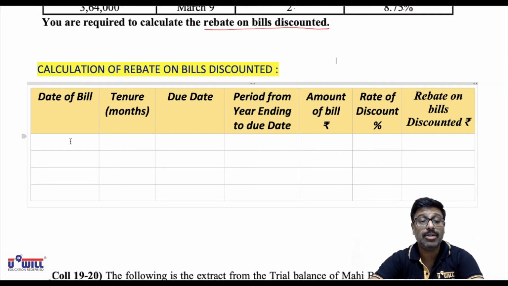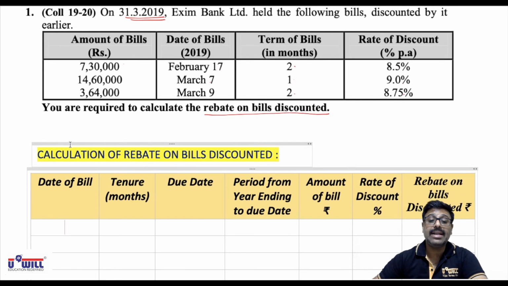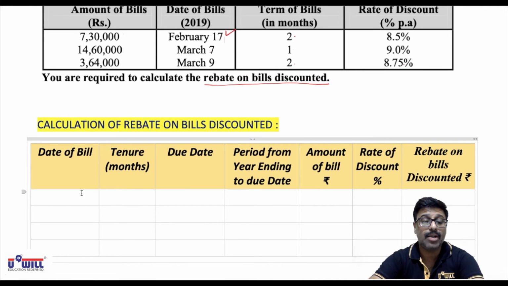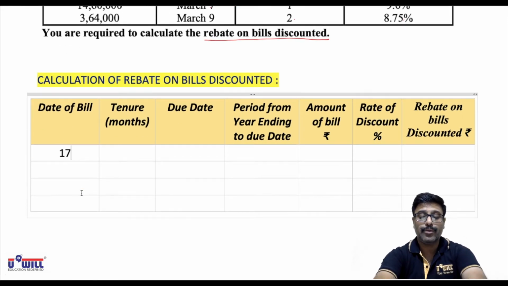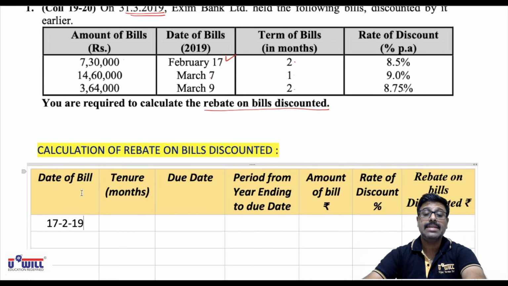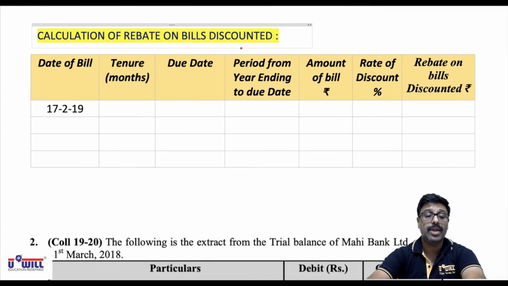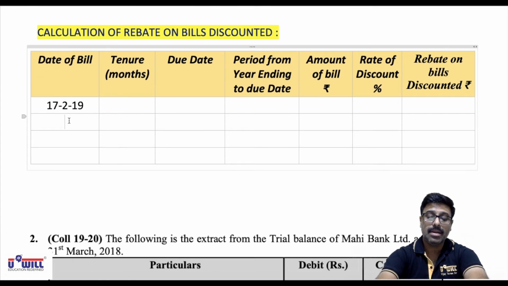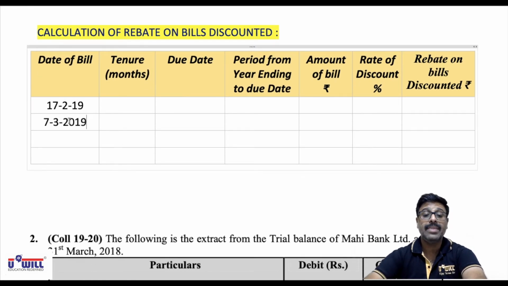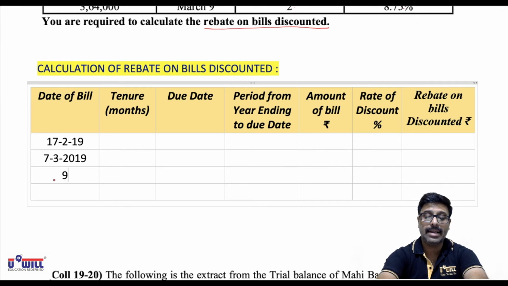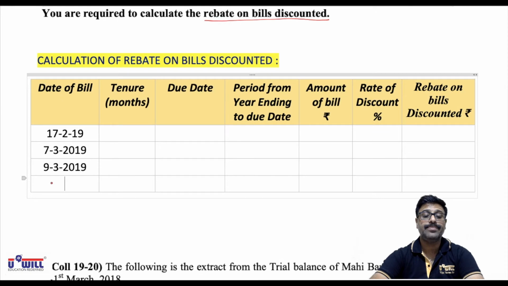So, date of bills. Now there are 3 bills, and what are their dates? The first bill's date is 17th February 2019, so write that down, everyone. The second bill's date is 7th March 2019, so all of you write down 7th March 2019. The third bill's date is 9th March, so all of you write down 9th March 2019. Okay, so these are the 3 bills given in the question.